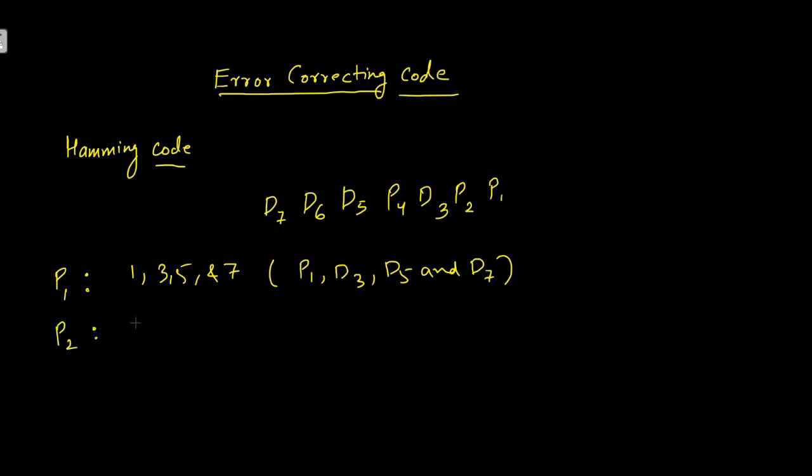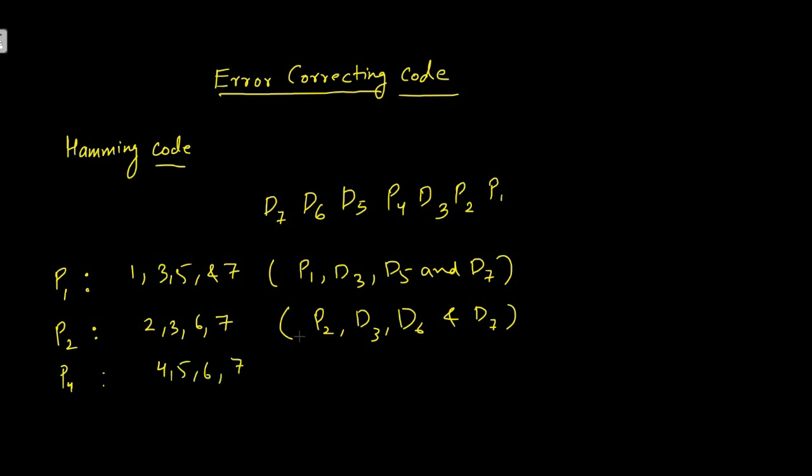Similarly, P2 is set for even parity over the bits 2, 3, 6 and 7, meaning P2, D3, D6 and D7. And P4 is set as even parity over the bits 4, 5, 6 and 7. That is P4, D5, D6 and D7. So we use this Hamming code for error correction.